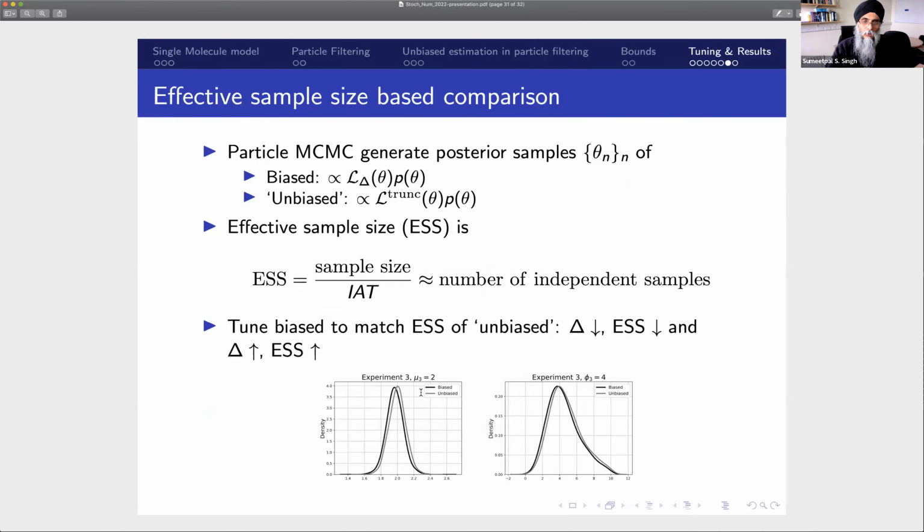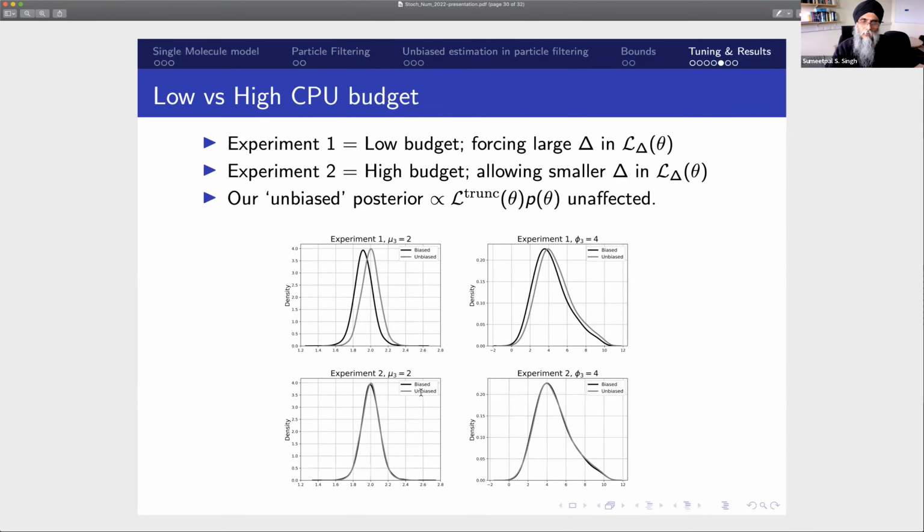Okay. So here are 2 examples. The first experiment is one where we have a low CPU budget, so this will force a large delta for our naive method, algorithm 1. The second experiment is where we have a high CPU budget, so we can allow a smaller delta. So we can find the best delta for the CPU budget according to the impractical tuning scenario we talked about.